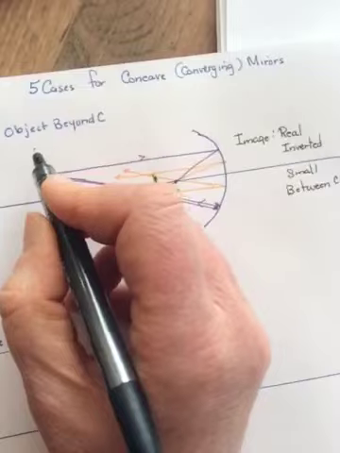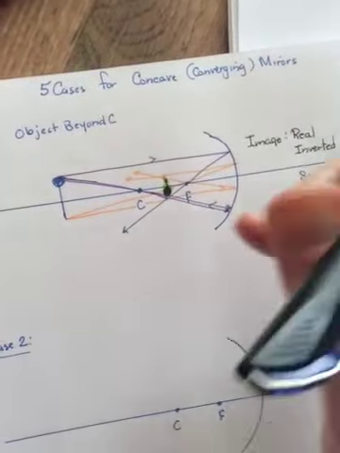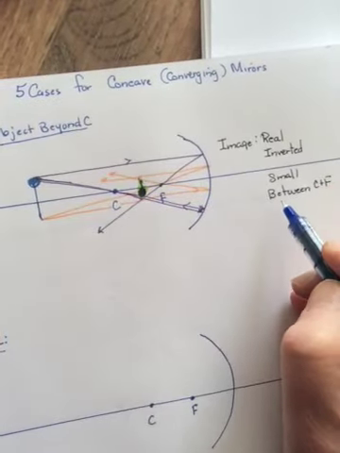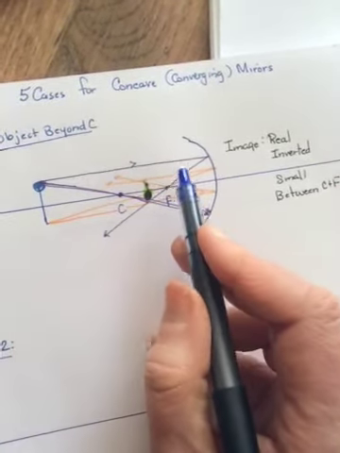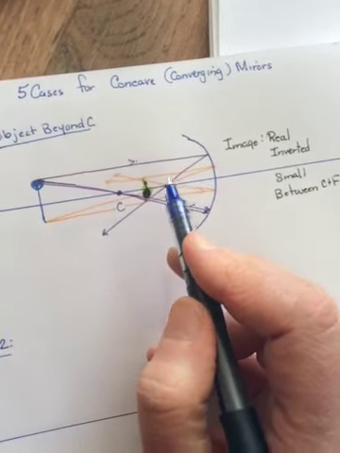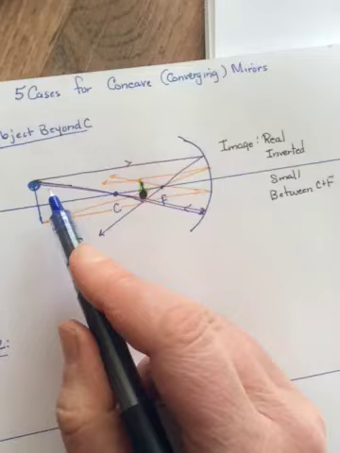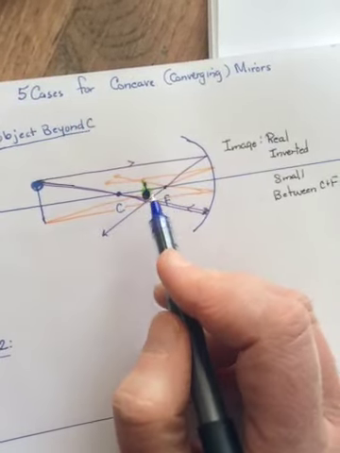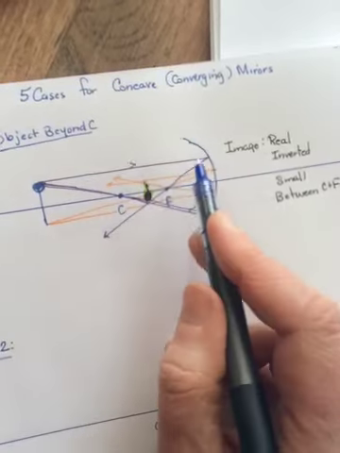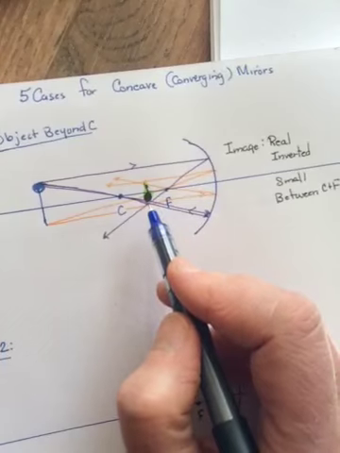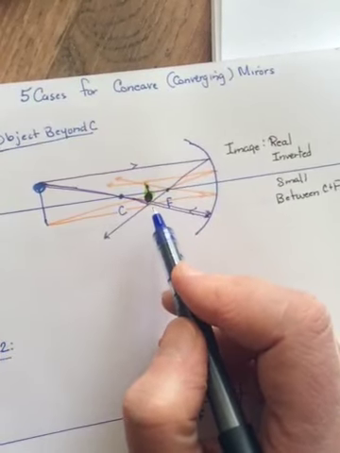So when the object is beyond C, the image ends up being real, inverted, smaller, and between C and F. And so in homework questions, if they ask you to locate the image using ray diagrams, they want you to do just this. Draw it, put the object where they tell you it is, beyond C or wherever. Draw the two rays from the top, the two rays from the bottom. Where the reflected ones cross, that's where the image is going to be.